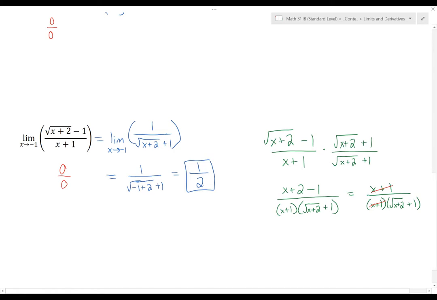That doesn't mean that, in the original, if I had the original function y equals the square root of x plus 2 minus 1 over x plus 1, -1 is still a non-permissible value. But this manipulation allows me to figure out what the graph is doing near -1 so that I can maybe sketch it a little better.